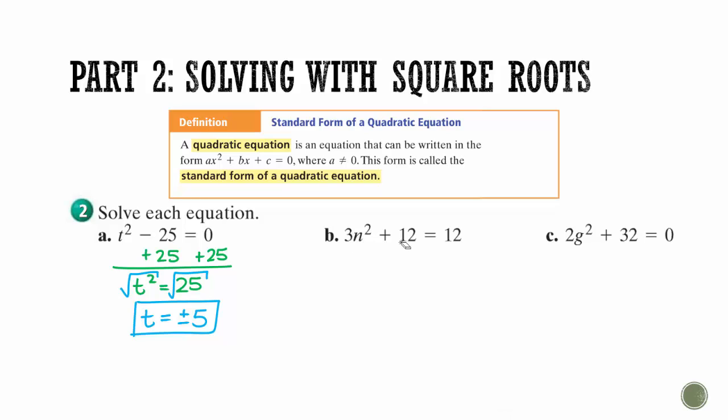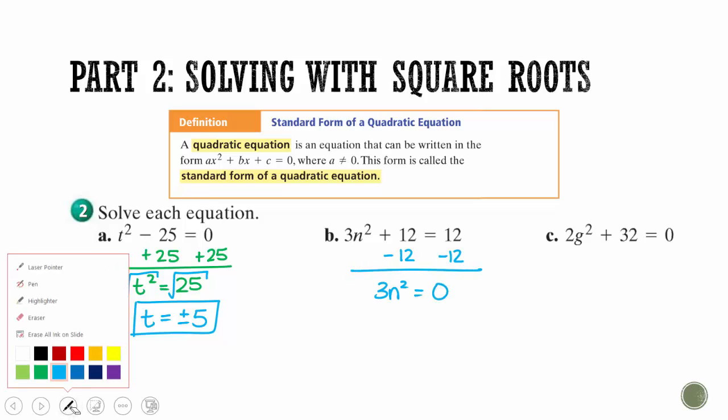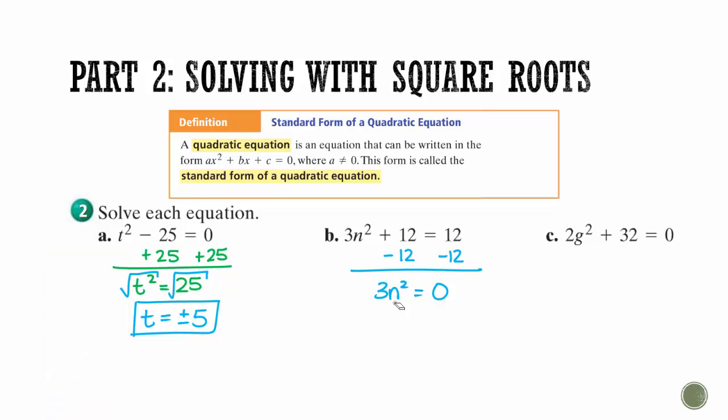I have to get n squared alone. So the first thing I'm going to undo is this 12. Subtract it from both sides. And I get that it equals 0, which is okay. But this isn't alone yet, so I have to divide by 3. So I get n squared equals 0. Now when I take the square root, it does not matter that I have plus or minus 0. I'm just going to have one answer there. N equals 0.